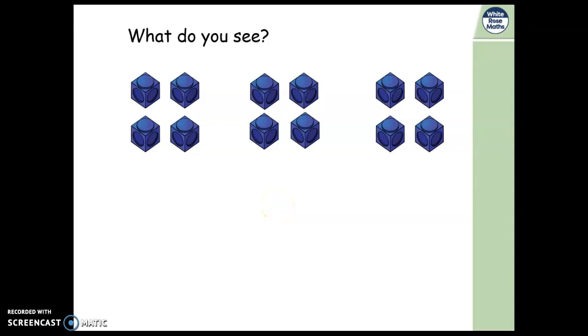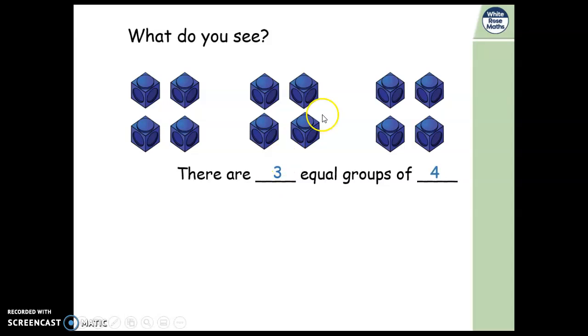So let's look at some questions now. We have some cubes here. Now when we look at those, we need to think about how they are grouped. So how many groups of them are there? So I would say there's 1, 2, 3. So there are 3 equal groups and there are 4 in each group.